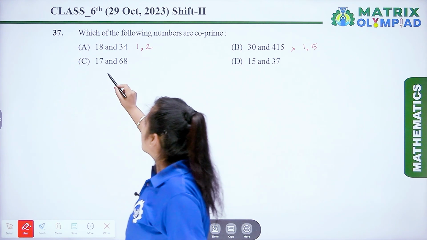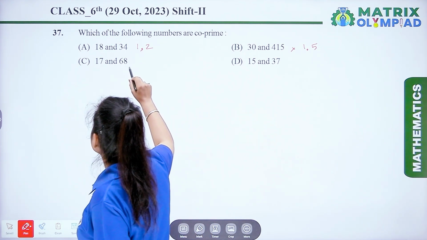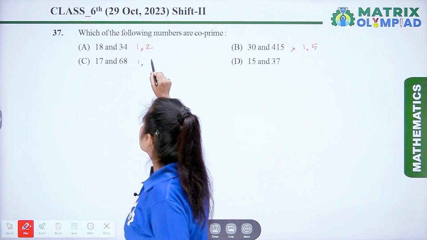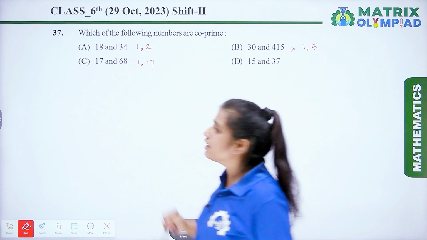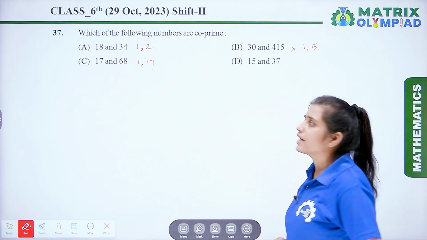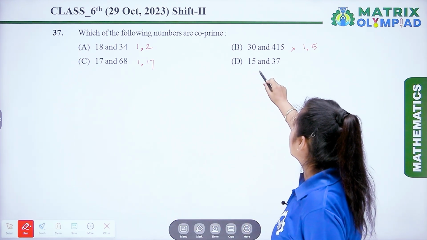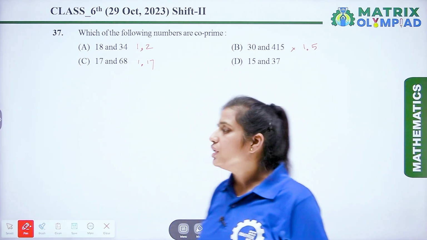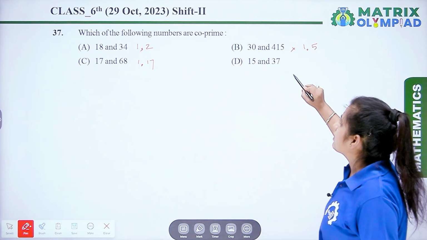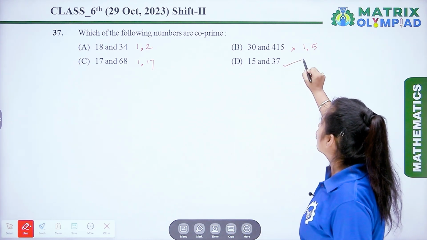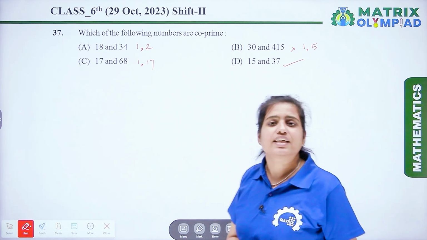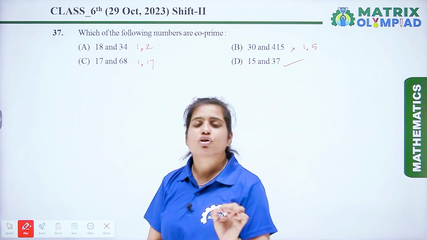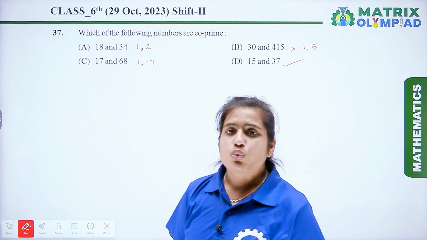Now next we have 17 and 68. So here also these two numbers are not co-prime because other than 1 we have 17 as a common factor, and the last option is 15 and 37. So this option is a co-prime pair. So here 15 and 37 are co-prime numbers. So according to the question we can say that option D is the correct answer because these two numbers have only one common factor, that is 1.